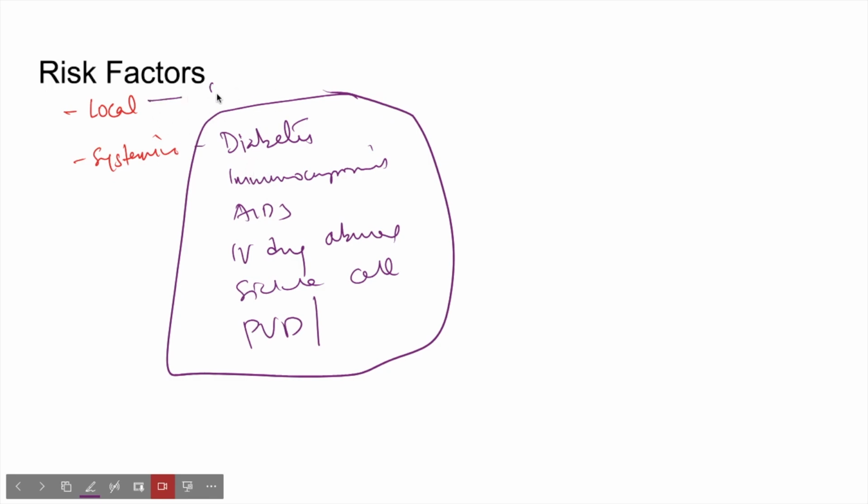So these are all systemic factors which can be causal for osteomyelitis. Some of the local factors are open fractures, poor vascularity, poor skin condition, etc. These are some of the local risk factors for osteomyelitis.